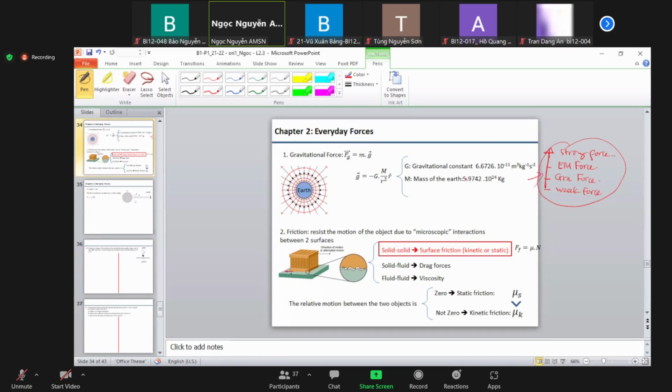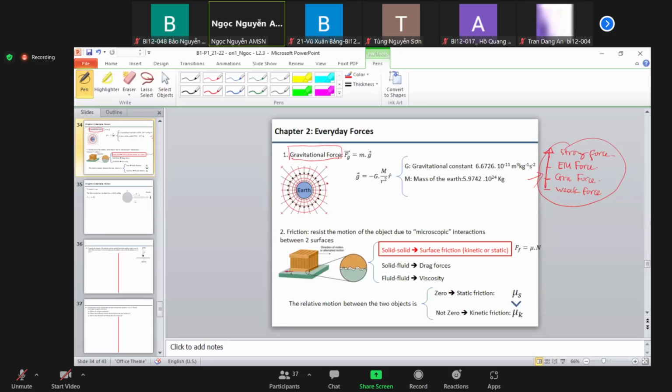Okay, so let's see. The first one is gravitational force. You have this kind of force when your body has mass. Okay, and you see that we are living on the earth. And on the earth, we have humans, you have a house, you have a bone, you have a table, you have a ruler, okay? You have many things on the surface of the earth.